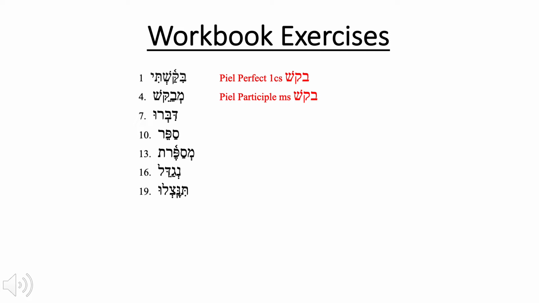What about number 7? How do we parse this one? Number 7 is a very straightforward Piel perfect. The shureq at the end marks it as a 3CP. We have the i-class vowel under the first root letter and the dagesh in the middle root letter, in the bet.